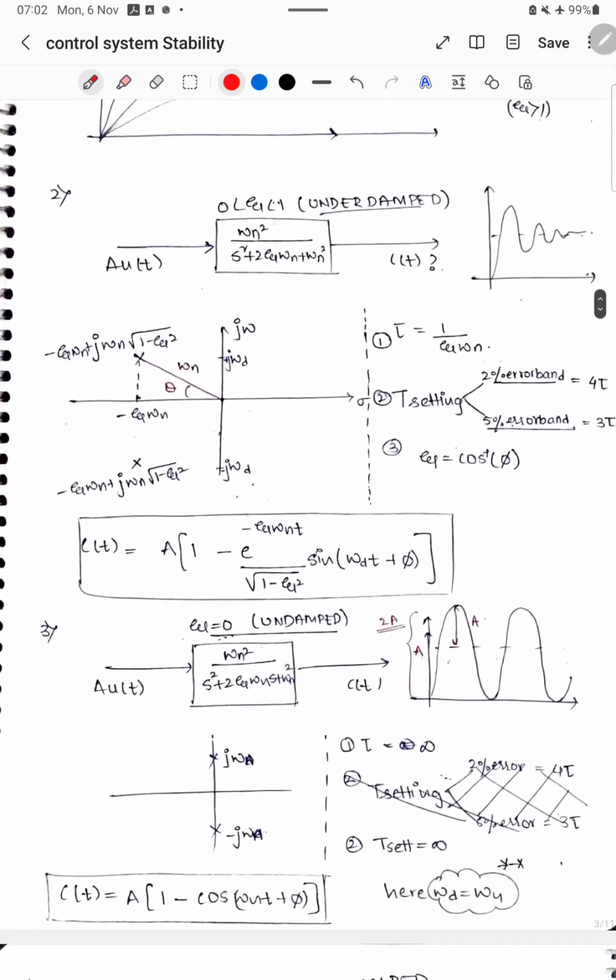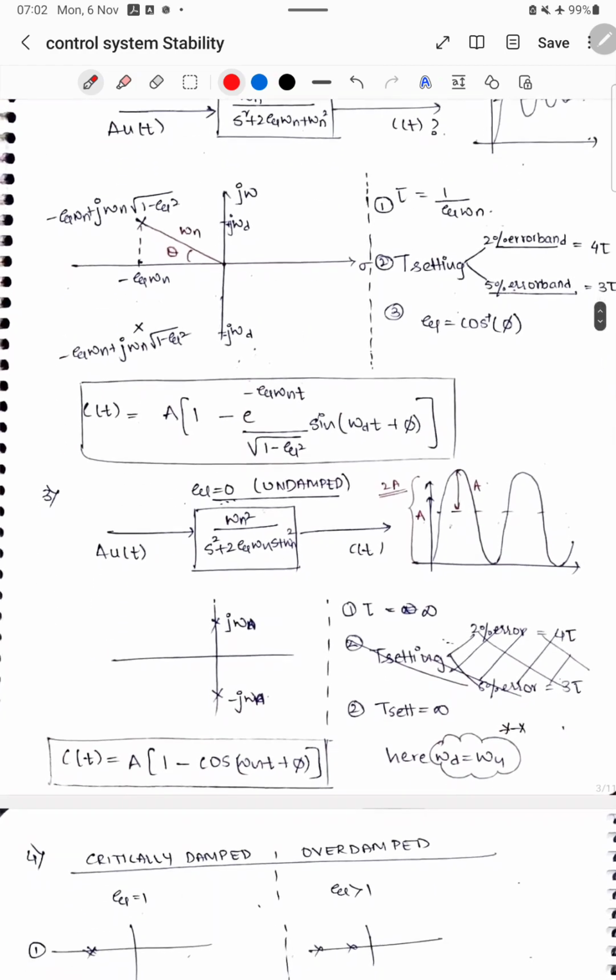Now let's remember that the standard second order system is omega n square upon s into s plus 2 zeta omega n. This is the open loop gain. If you want the closed loop gain, you will get omega n square upon s square plus 2 zeta omega n s plus omega n square. Here we need two things to get any of the results, that is zeta and omega n, the damping ratio and the frequency of oscillation.